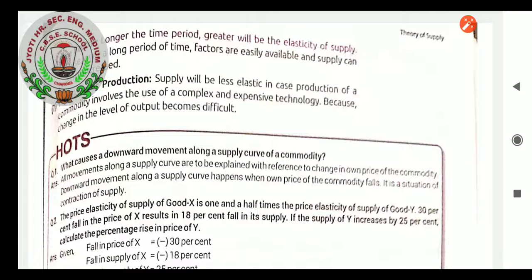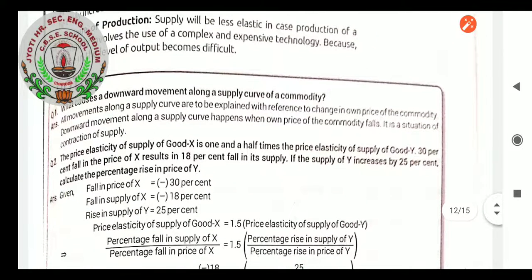Fall in price of X, when we see, it is minus 30%. Fall in supply of X is minus 18%. Rise in supply of Y is 25%. Price elasticity of supply of goods X is 1.5, equal to percentage fall in supply of X divided by percentage fall in price of X.